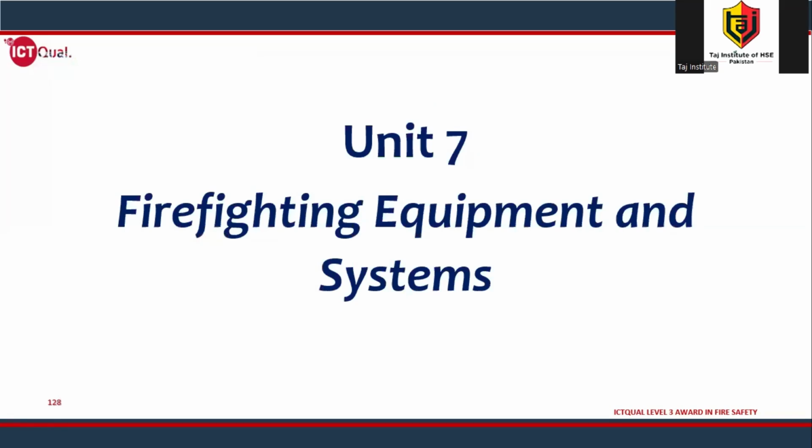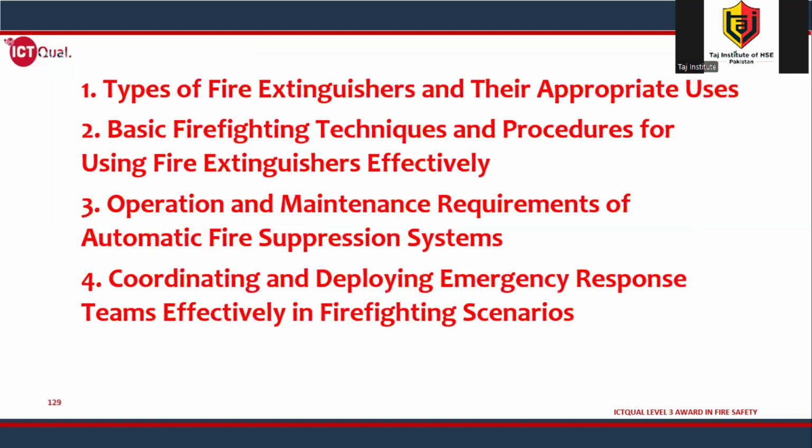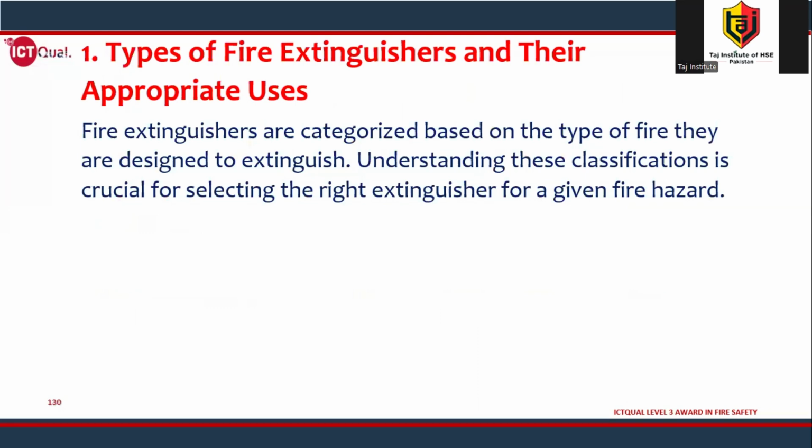Unit number 7 is firefighting equipment and systems. So now we will study the firefighting equipment: types of fire extinguishers and their appropriate systems, basic firefighting techniques and procedures for using fire extinguishers effectively, operation and maintenance requirements for automatic fire systems, and coordinating and deploying emergency response teams effectively in firefighting scenarios.